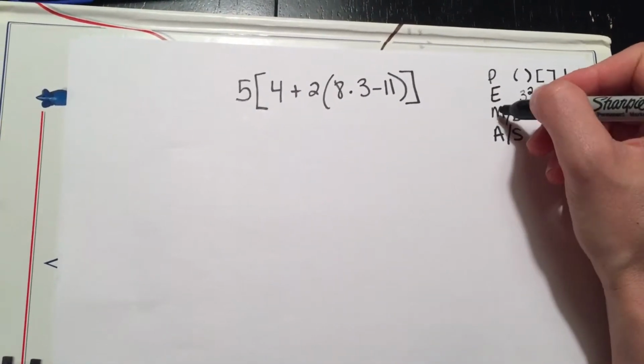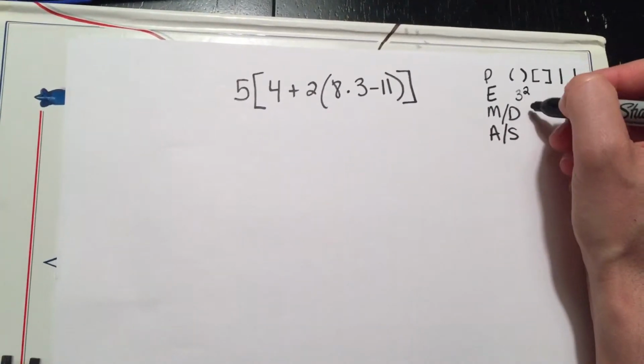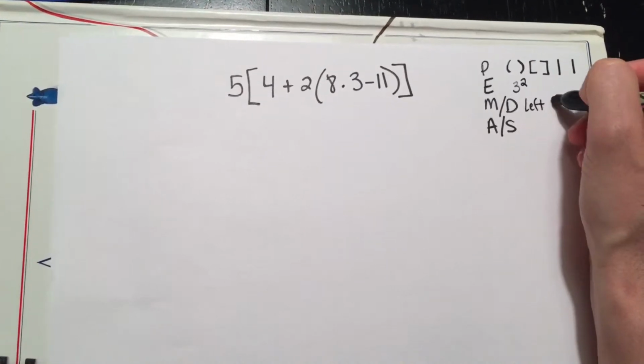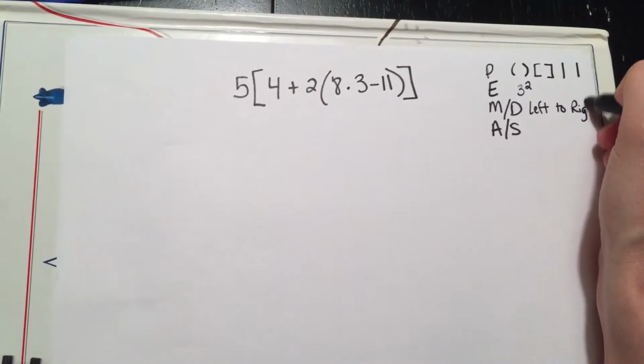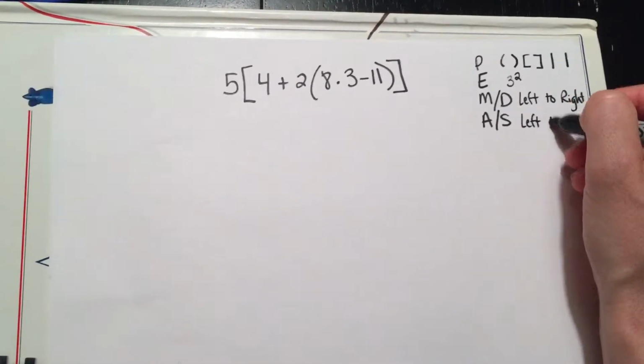Multiplication and division. Multiplication does not come before division. You perform them in order from left to right. That's really important. And then addition and subtraction from left to right as well.